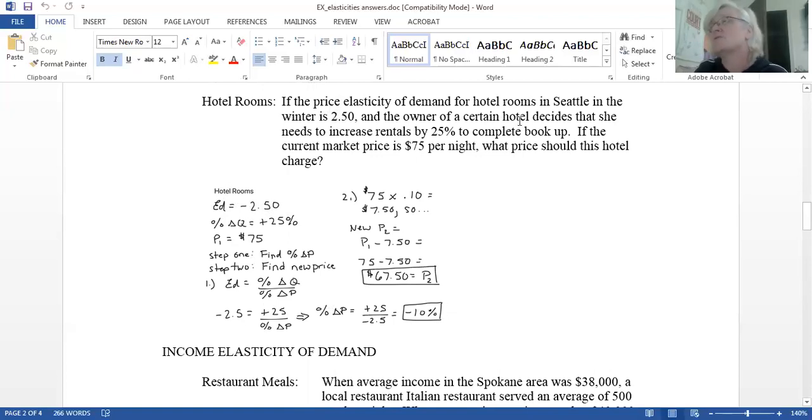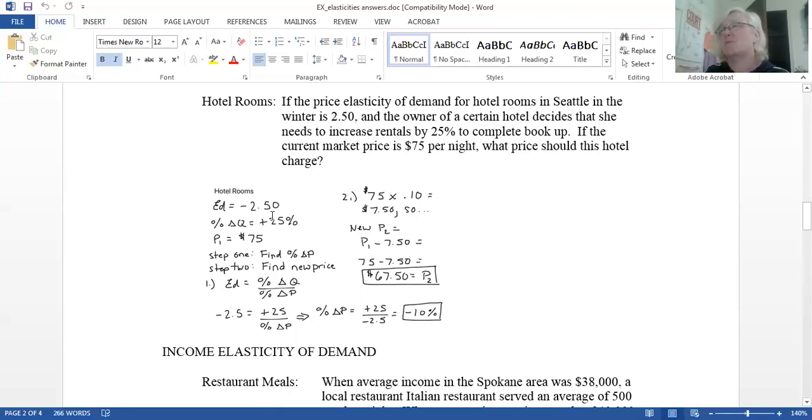Okay. So make sure you put that negative sign in there, right there. And the owner of a certain hotel decides that she needs to increase rentals by 25%. Ding, ding, ding. Change in quantity. So I wrote down change in quantity, and she wants to increase positive 25%. So again, I took that, translated the English into econ, and jotted that down. The next thing I read, if the current market price is 75, P1 is equal to 75, what price should this hotel charge? So in order to solve that, this is actually a two-step problem.